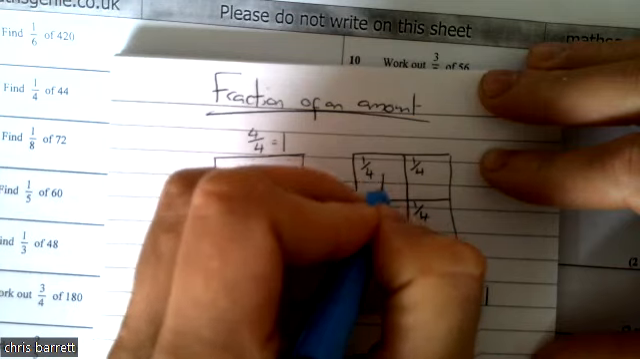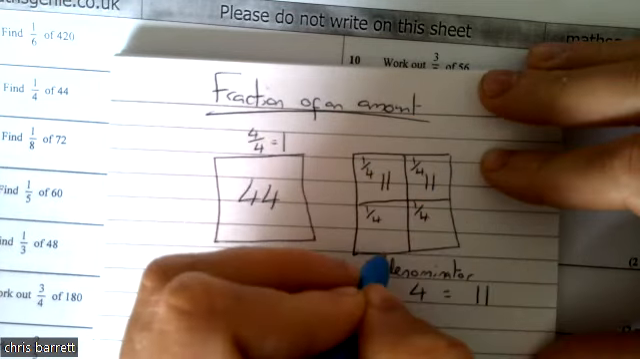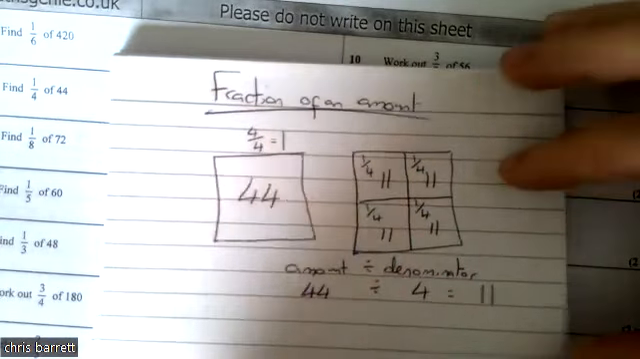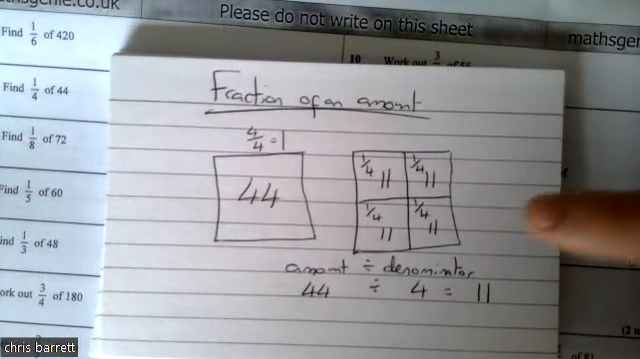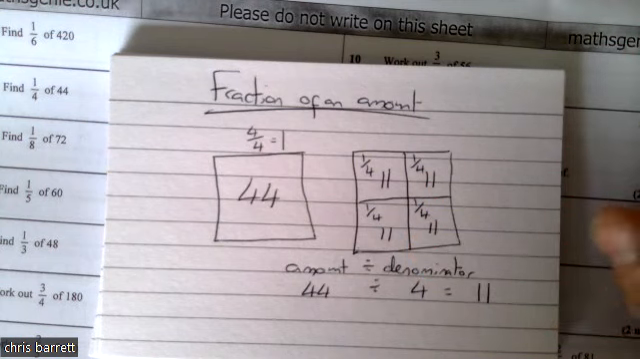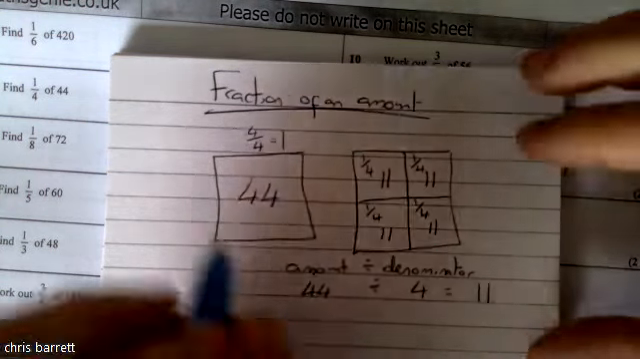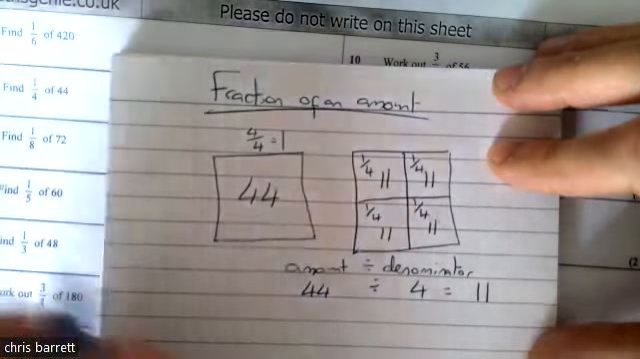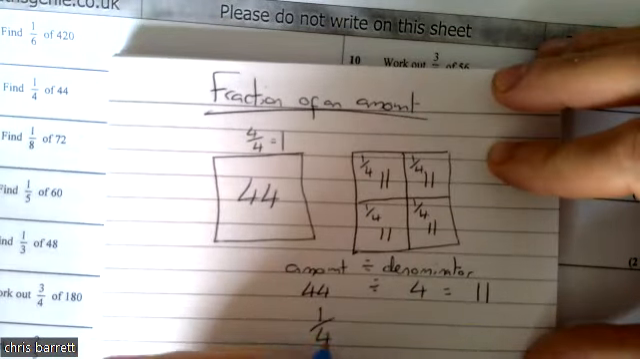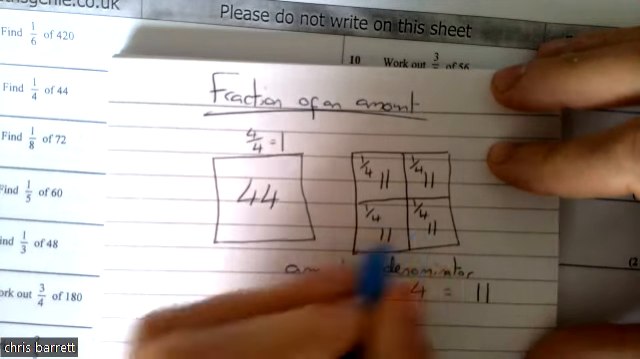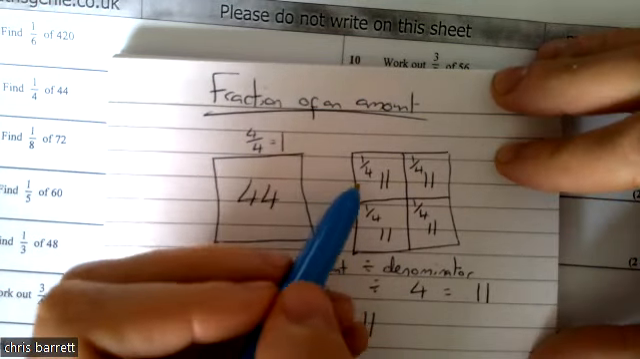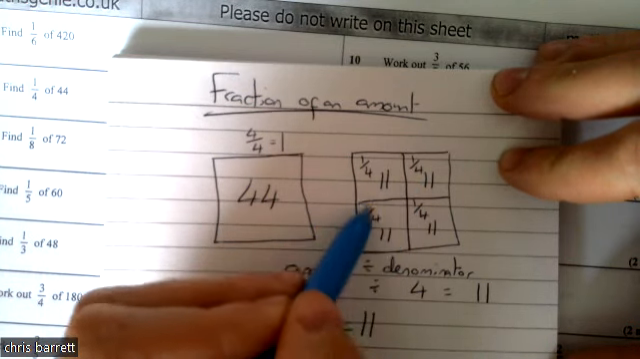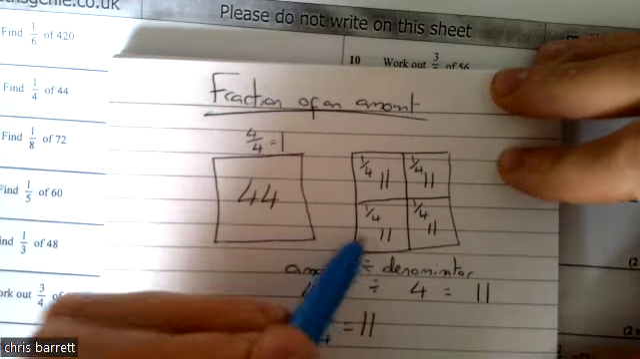And now when we go through, we've got 11, 22, 33, 44. So you can see that the whole thing is still worth 44, but now each one is worth 11. Because we wanted 1 quarter of 44, then we don't need to do anything with that 11. Obviously, if we wanted 2 quarters, we'd have 2 lots of 11, so it'd be 22. If we wanted 3 quarters, we'd have 3 lots of 11.